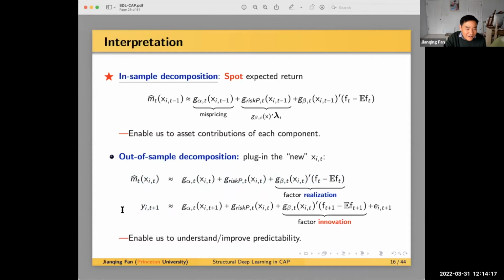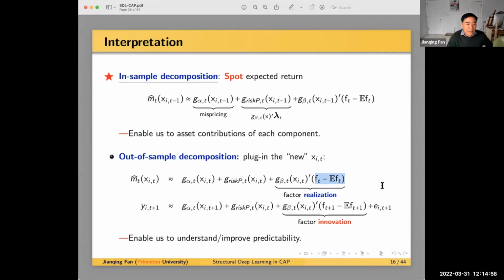Yet in the true world, what is really predictable for the next period return is the new factor innovation. Using factor realization to predict factor innovation, just like a random walk, using the current X to predict the next X is even worse than using zero to predict it, because it increases volatility. If you have a real random walk, zero is a better prediction than using the position of last time to predict this X_t. So this actually enables us to understand and eliminate this part to improve the predictability.